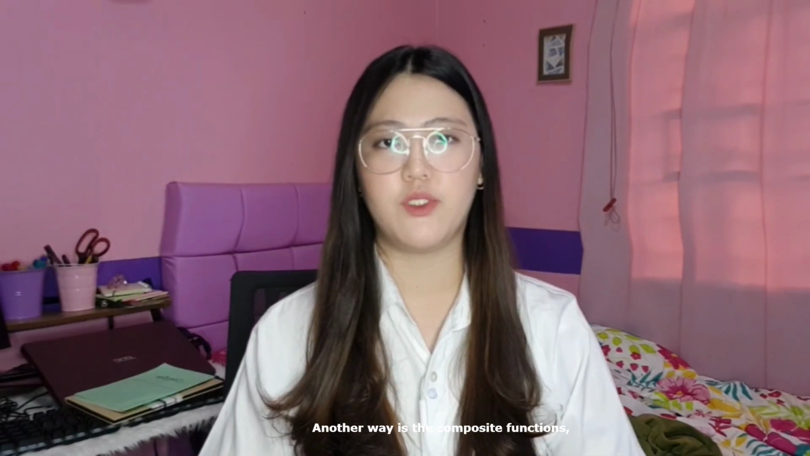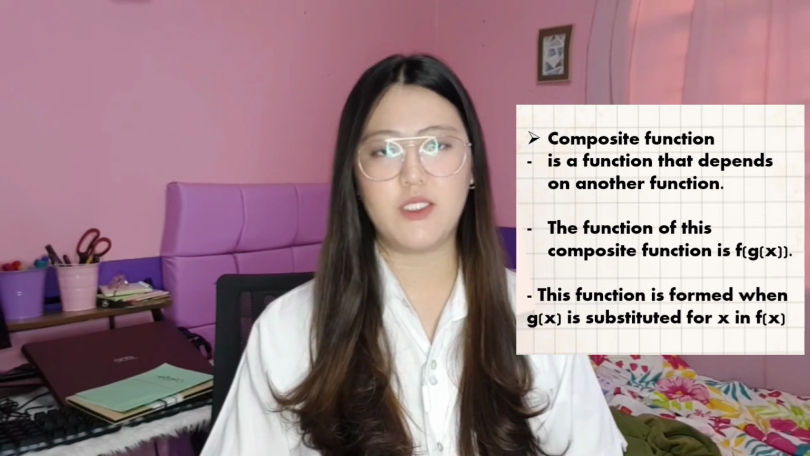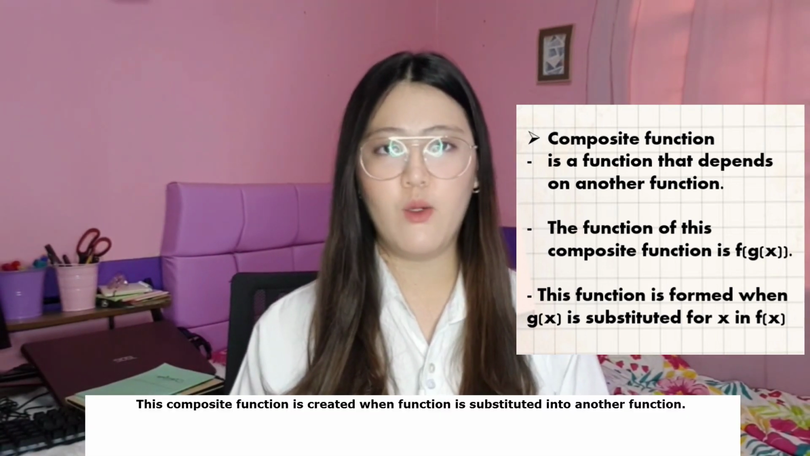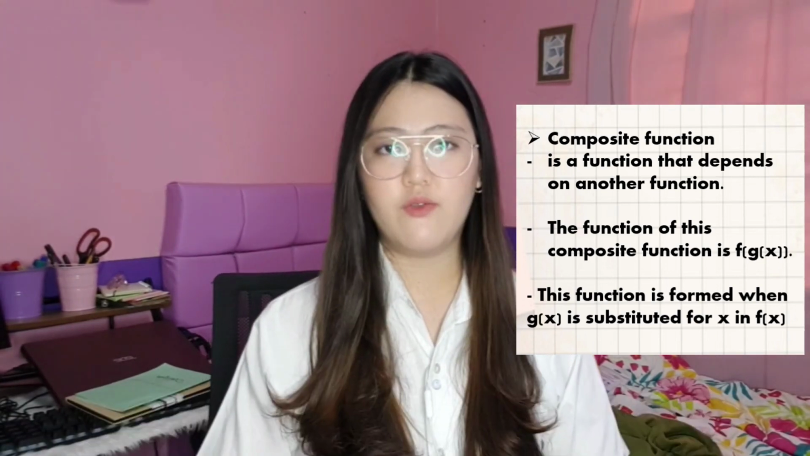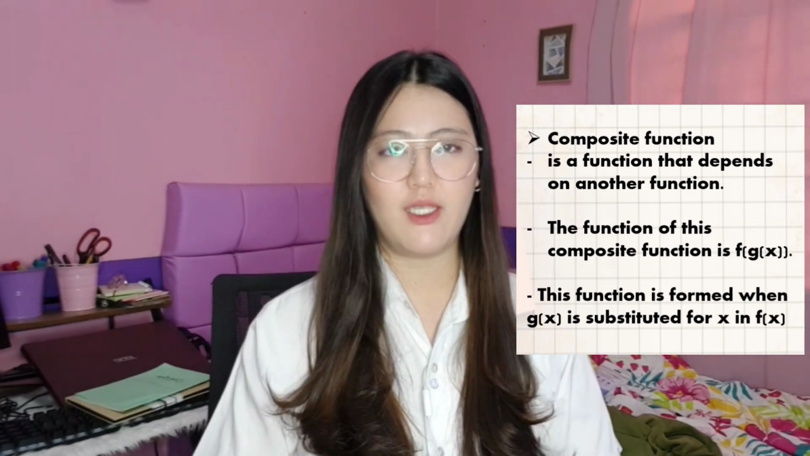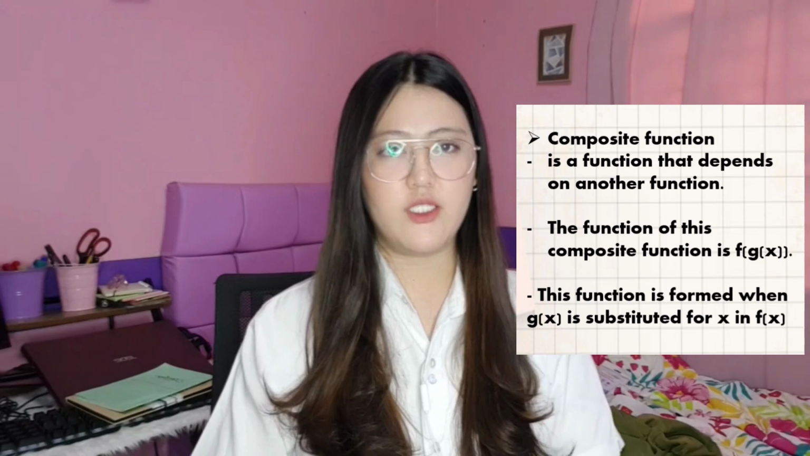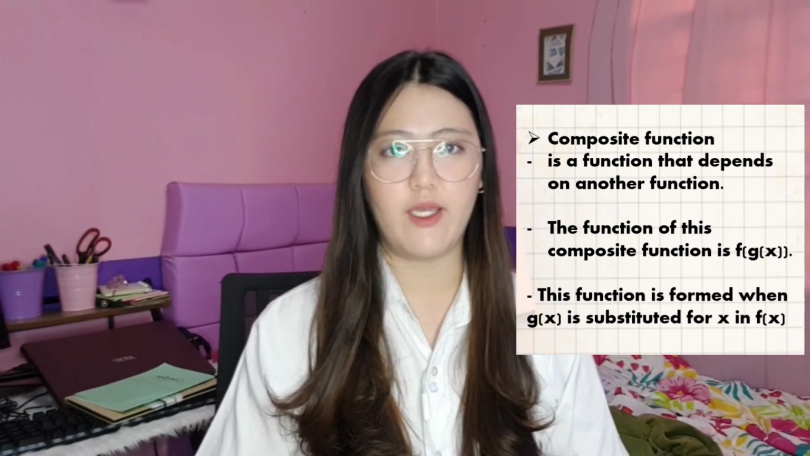Another way is the composite function. Composite function is a function that depends on another function. This composite function is created when a function is substituted in another function. The notation of this composite function is f of g of x. This function is formed when g of x is substituted for x in f of x. For examples of these topics, my groupmate will explain it to you.